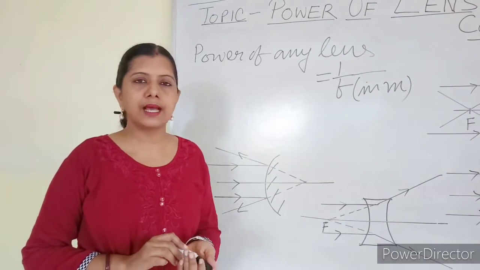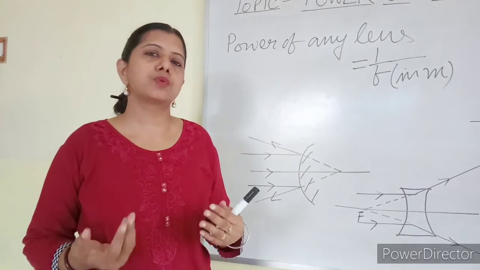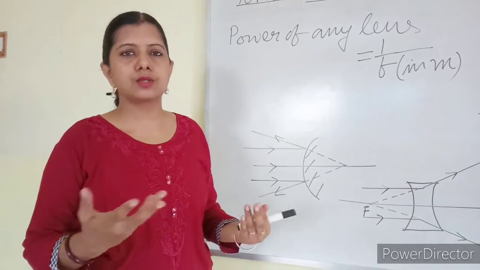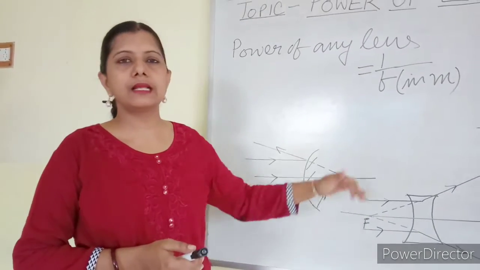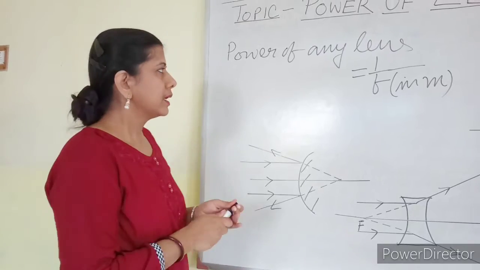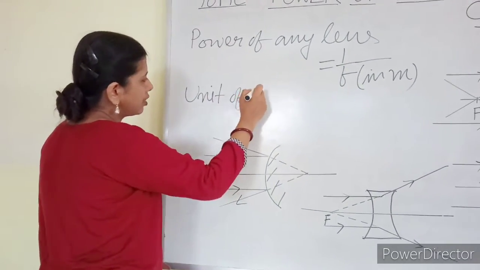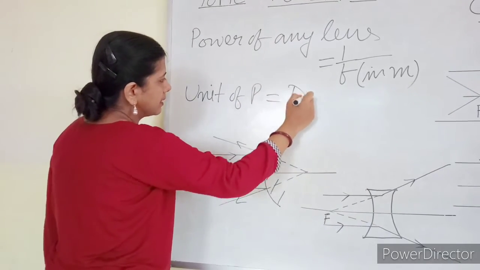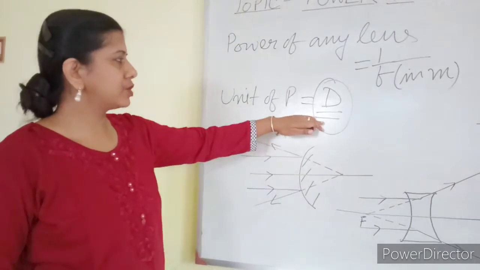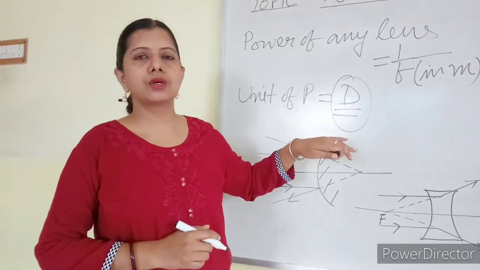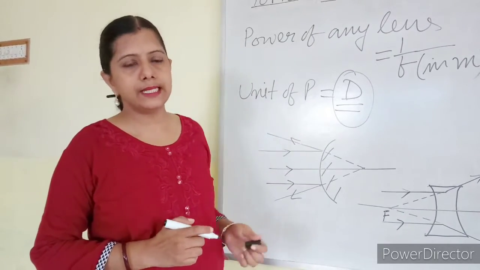You might have seen that the people wearing specs say that power is 4.5, minus 6; these kinds of powers you have heard. That is only the power of lens that we are going to calculate. Unit of power of lens is diopter. Capital D is the letter by which we denote it, that is written in short form as D.